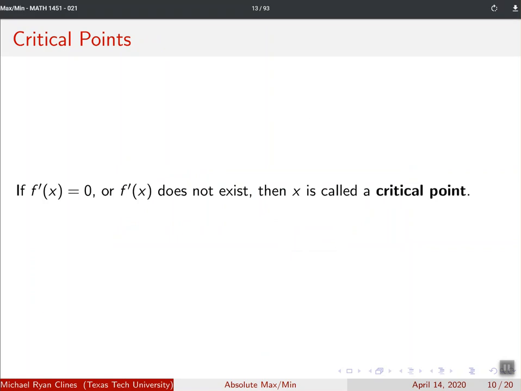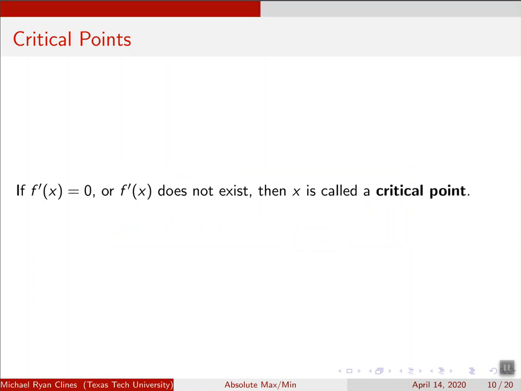Okay, so critical points. What is a critical point? Now, if the derivative of f at a point x is equal to 0, or if the derivative at that point does not exist, then we call x a critical point.